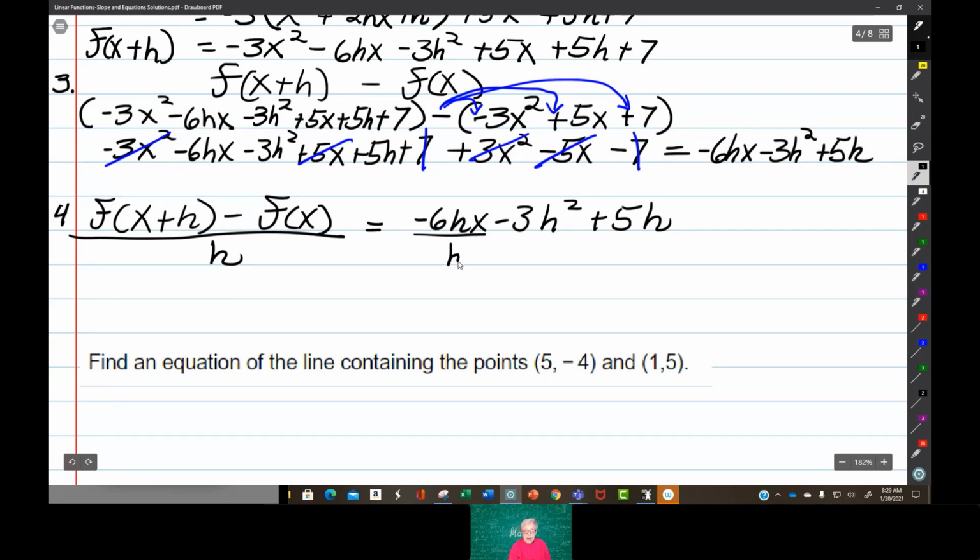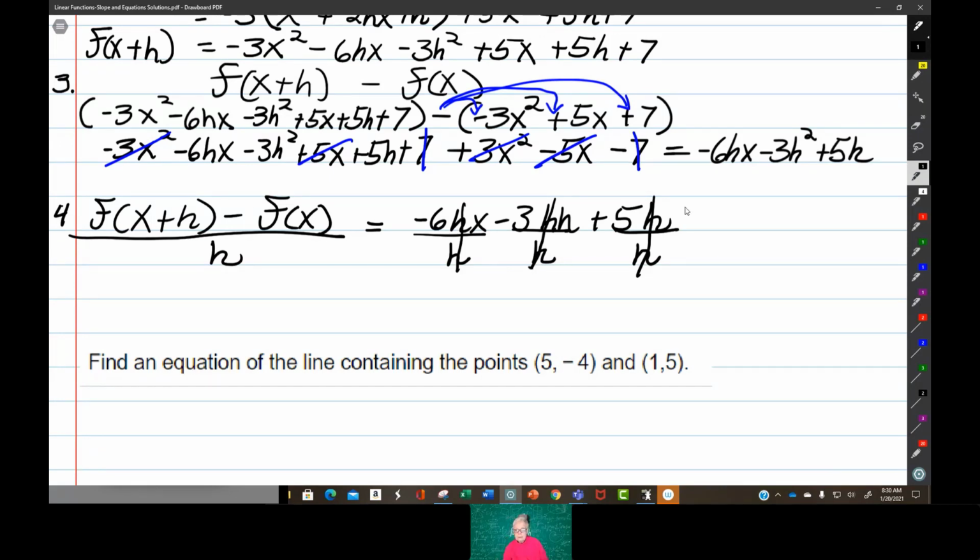And as you remember from polynomial division in beginning algebra, that means you divide each term by the h. Now you can tell that the h's are going to cancel. To make this step easier, change it from h squared to h times h, because h squared is h times h, and then you cancel.